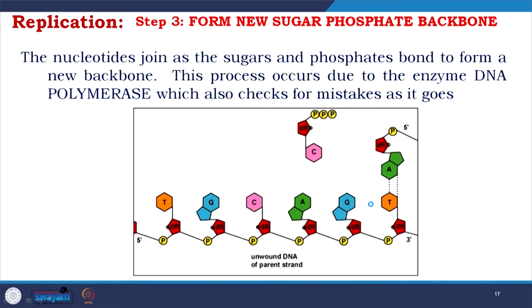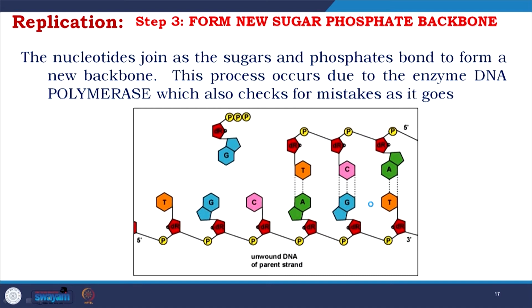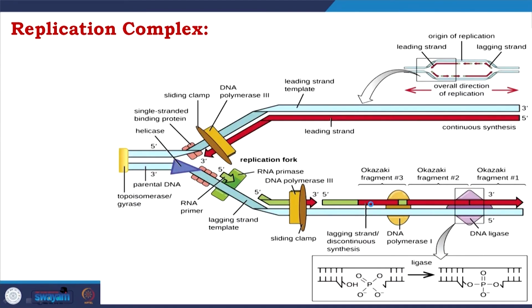The third one is formation of the new sugar phosphate backbone. The nucleotides join as the sugars and phosphates bond to form a new backbone. This process occurs due to the enzyme DNA polymerase, which also checks for mistakes as it goes. So, DNA polymerase is important, but as I am trying to say, there are many other enzymes which take a role in processing the whole thing.